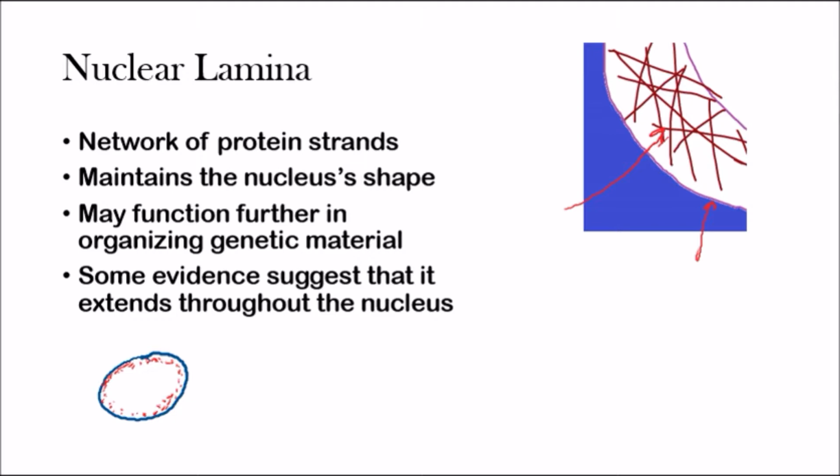So what is a nuclear lamina? The nuclear lamina is a network of protein strands. As you can see here, it's just proteins woven together. And the function of the nuclear lamina is that it maintains the nucleus's shape.